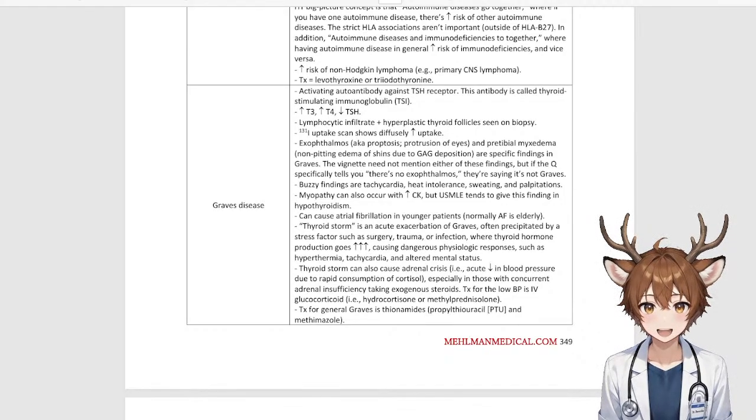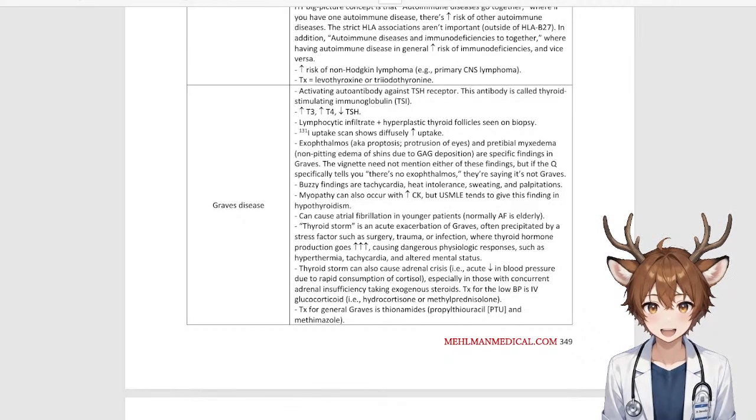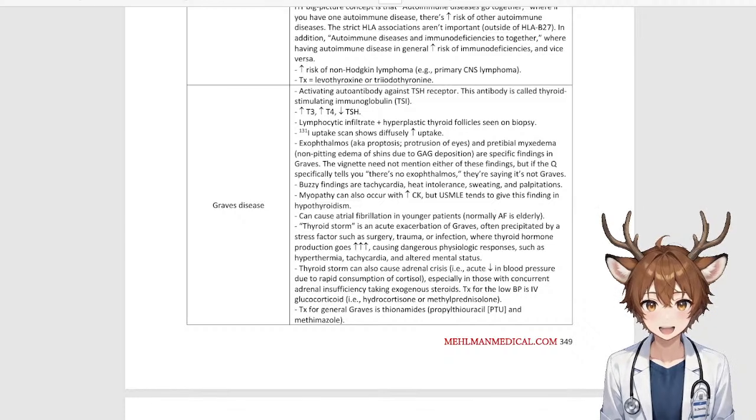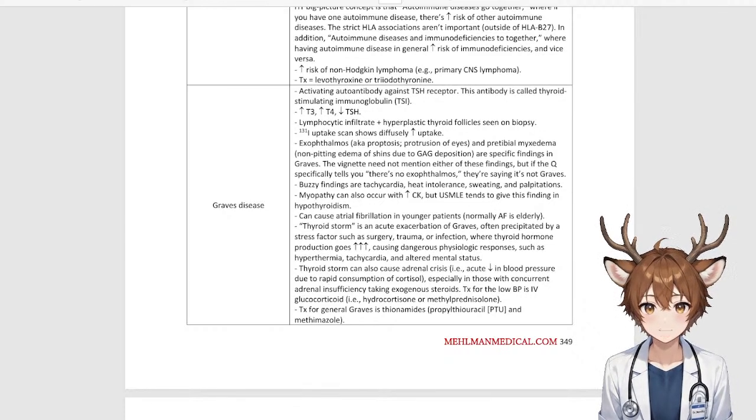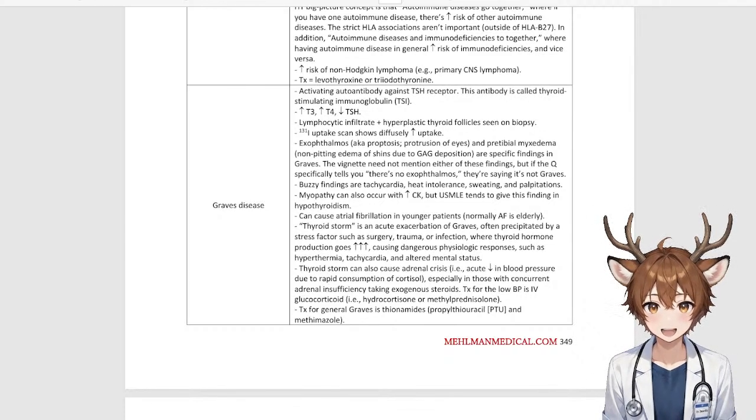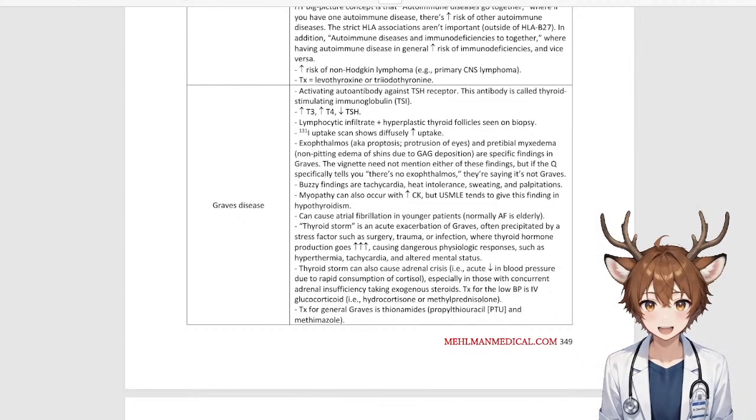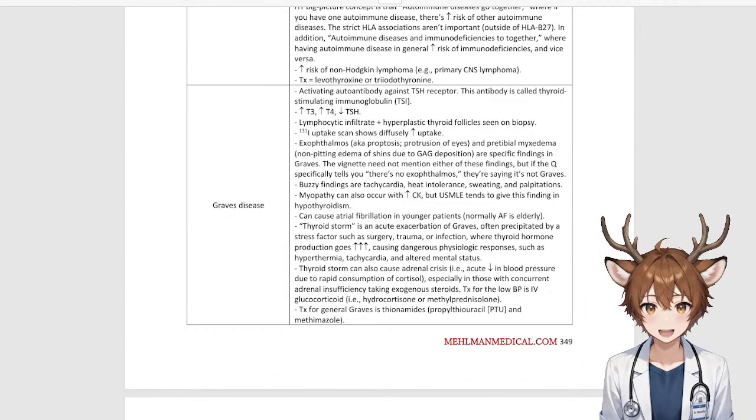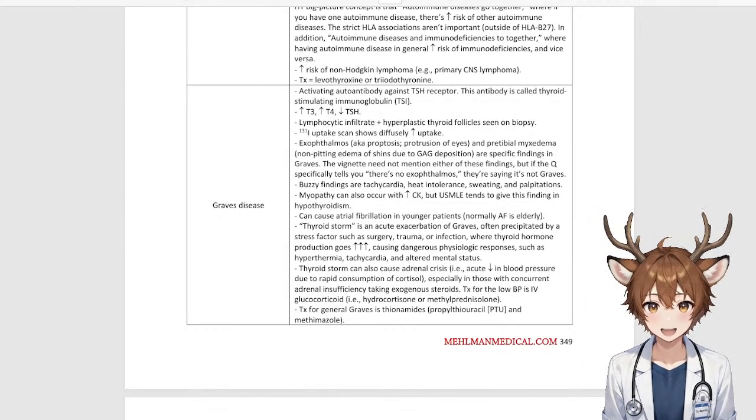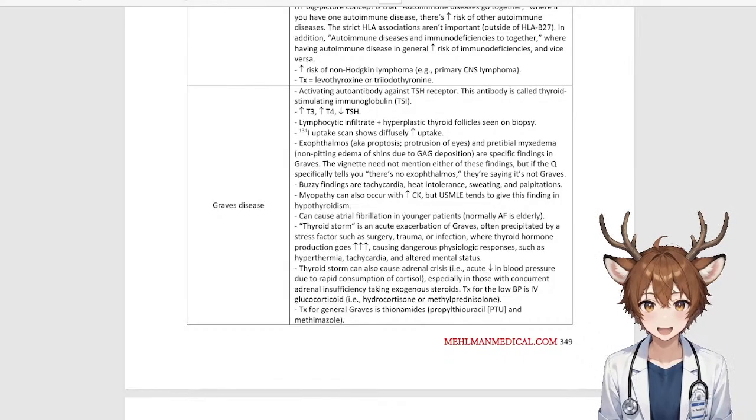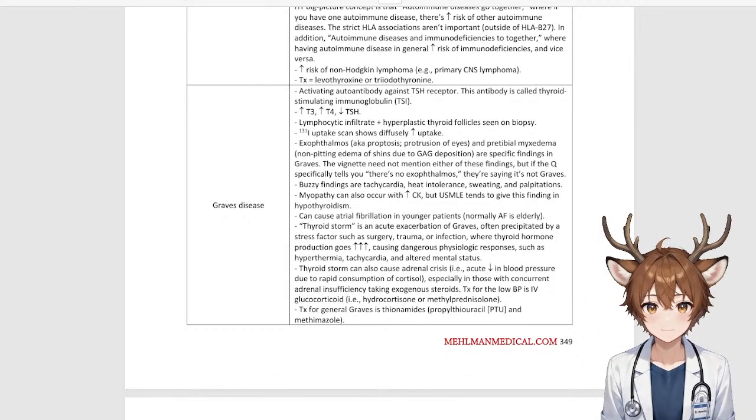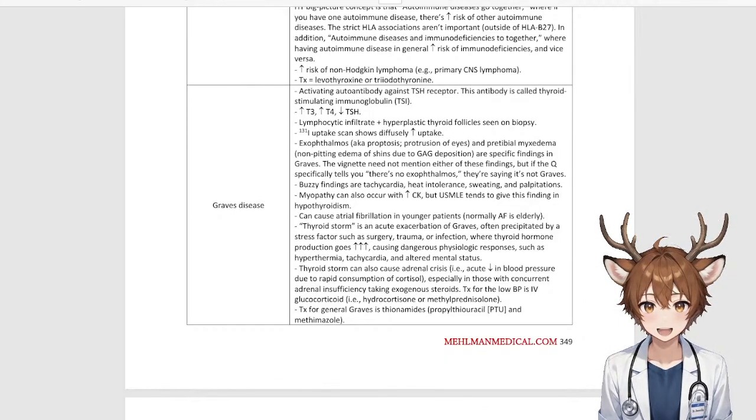Graves' disease: activating antibody against the TSH receptor. This antibody is called the thyroid-stimulating immunoglobulin, TSI. Elevated T3, T4, and a decrease in TSH for Graves' disease. So, lymphocytic infiltrate plus hyperplastic thyroid follicles seen on biopsy. A 131 iodine uptake scan shows diffusely elevated uptake.